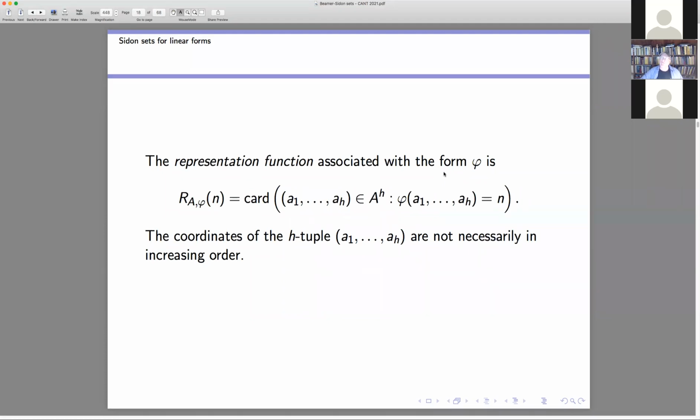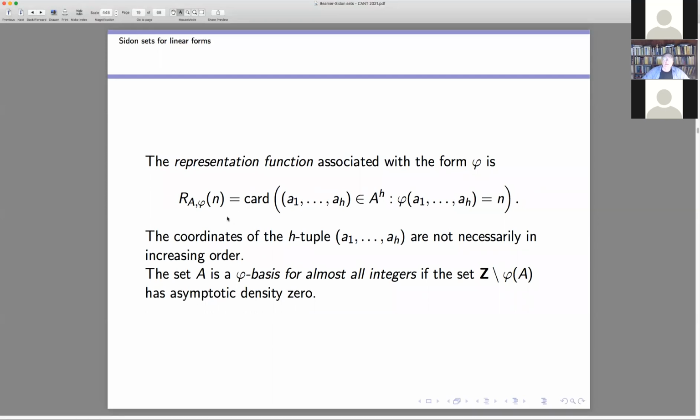Associated to a linear form, we have this representation function for which I'm using a capital R, not a lowercase r. This is the set of H-tuples of elements of A such that phi of a1 up to ah equals n. In the case when these are integers, these are not necessarily in increasing order. So we're really looking at all H-tuples. This is actually a little bit different from what you do when you're looking at Sidon sets in the classical case.